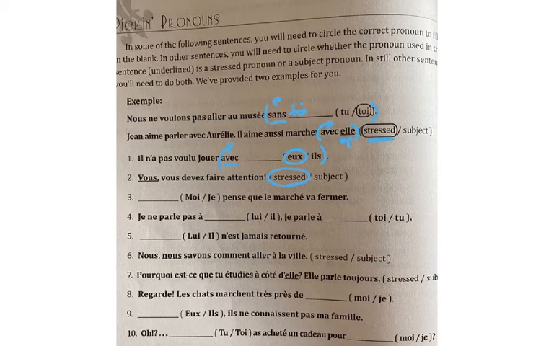Toi, blank, pense que le marché va fermer. So here we're needing a subject, right? We need to choose the subject pronoun. Je pense. Okay. Numéro 4. Je ne parle pas à blank. Uh-oh, we have a preposition, right? We're going to need to choose an object of the preposition. In this case, we have our choices of lui or il. And we need the stressed one, which would be lui.